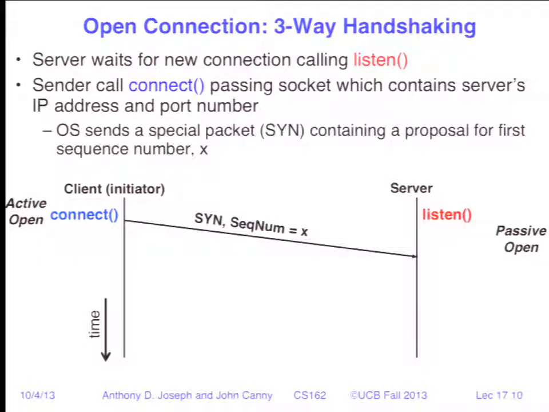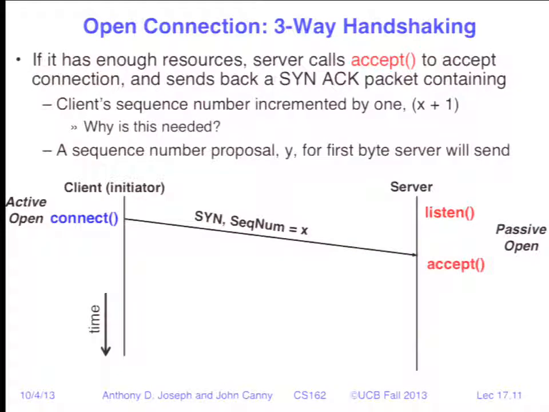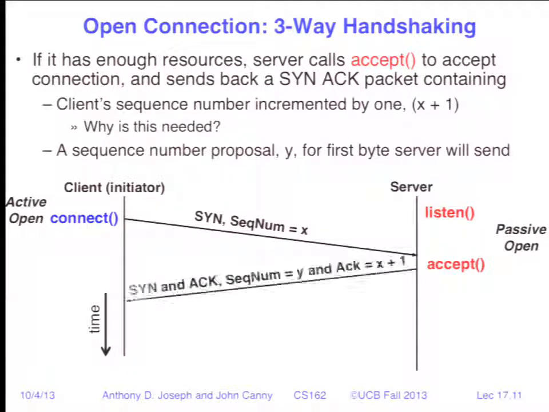So that message arrives here, and when it arrives, the server application gets notified that there's an incoming connection, and then it accepts that connection. And now once it accepts the connection, the operating system will send back a message containing a SYN and ACK, and a sequence number Y, and an ACK X plus 1. Right? So why does it send X plus 1 back? Any ideas?